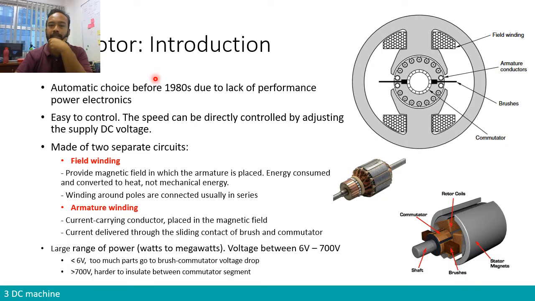For introduction, a DC machine is basically the most popular type of machine prior to the 1980s. So why is it popular? Because it used a very simple form of controller, and due to the lack of development in power electronics, it is easier to supply a motor using direct current. By just varying the amplitude of the voltage, we can control the speed of DC machines. The development of power electronics led to the development of inverters.